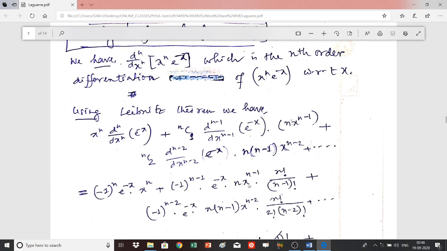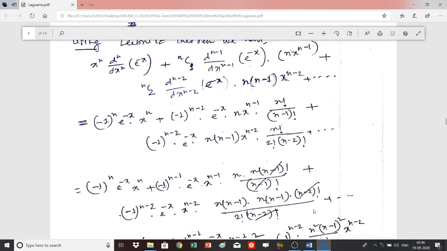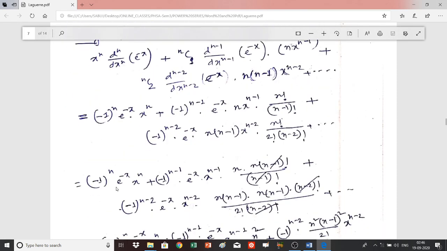Then from this n is here, and this n is here, and also from here this n is here, and n minus 1 is also here, x to the power n minus 2, and the value of nC2 is here, n factorial, then 2 factorial, then n minus 2 factorial, and all other terms. Now just to simplify, the first term is written as usual as it was in this case.